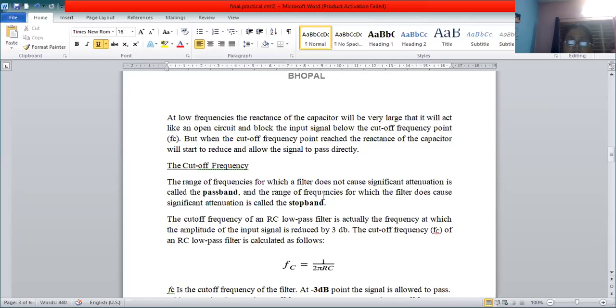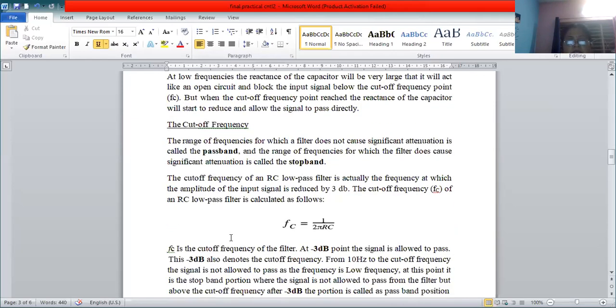The range of frequency for which a filter does not cause significant attenuation is called the passband, and the range of frequency for which the filter causes significant attenuation is called the stop band. The cutoff frequency of an RC low pass filter is the frequency at which the amplitude of the input signal is reduced by 3 dB. In case of high pass filter, it is increased by 3 dB.